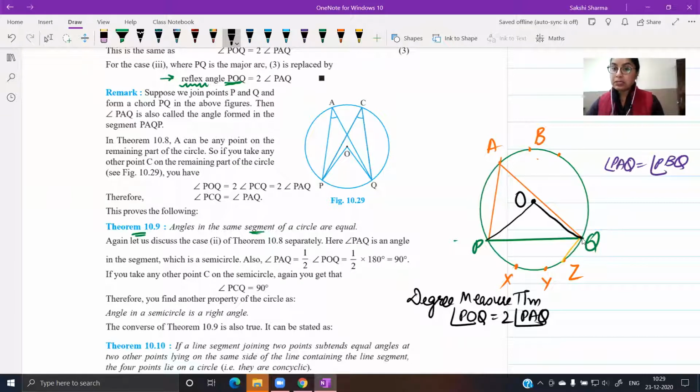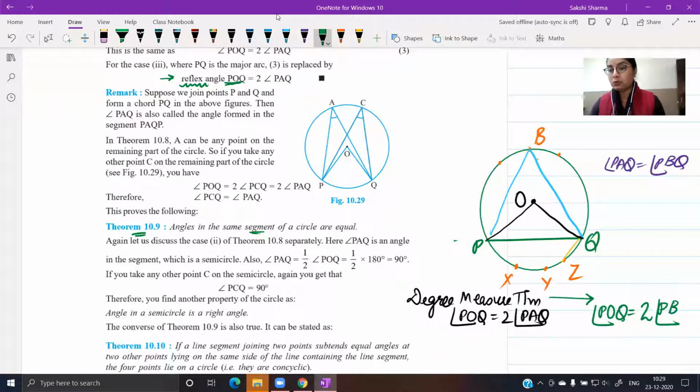But since B is also a point on the circumference, I could have used the degree measure theorem on this point as well. मैं same theorem इन दोनों पे apply कर सकती हूँ if I just ignore this. Now consider arc PQ, the angle subtended at the center and the angle subtended at the circumference, and write down what the relation will be using degree measure theorem. So I obtain that angle POQ equals twice angle PBQ.